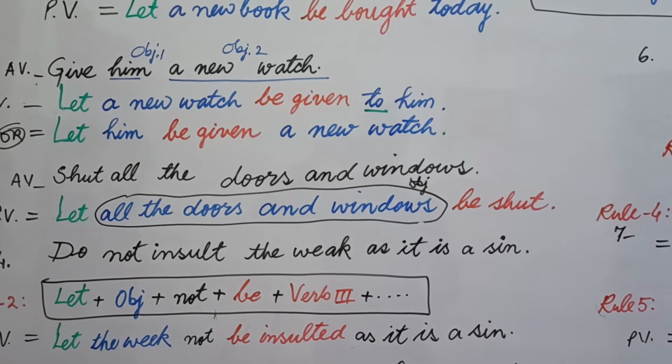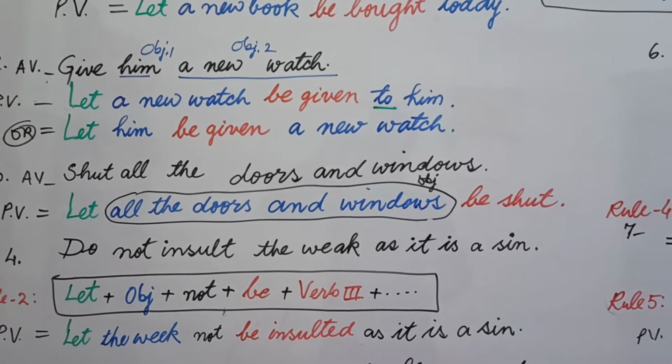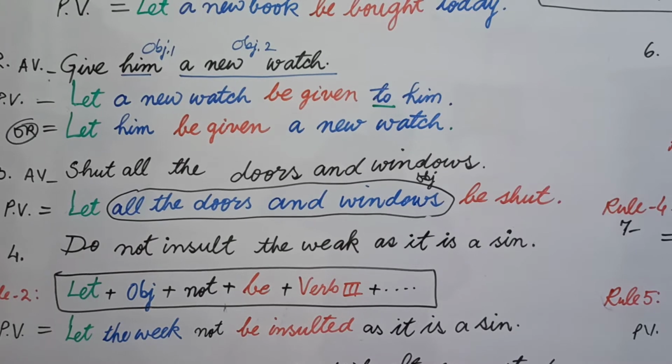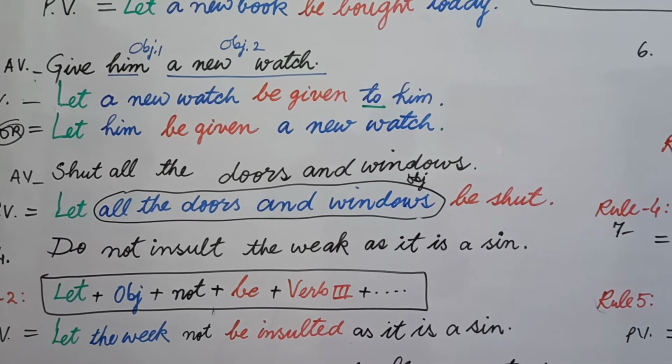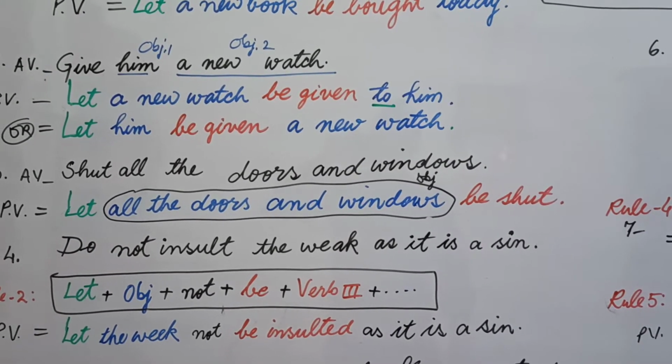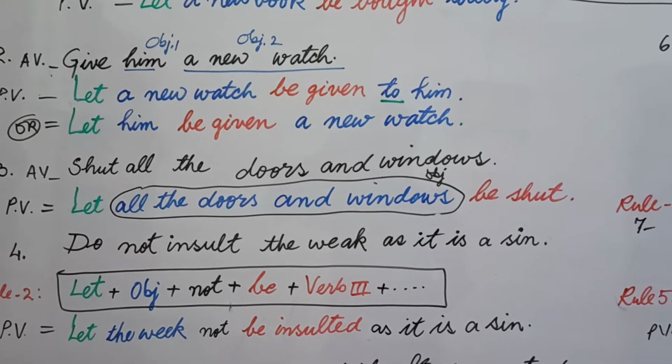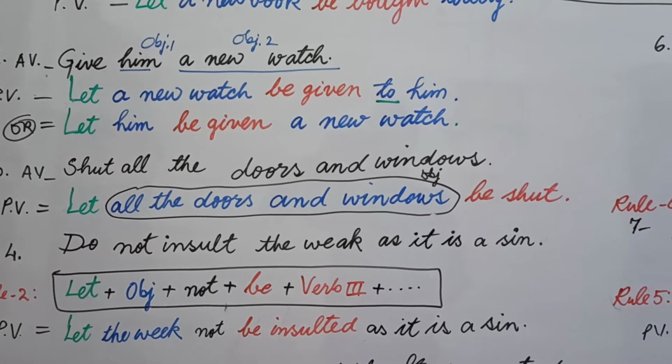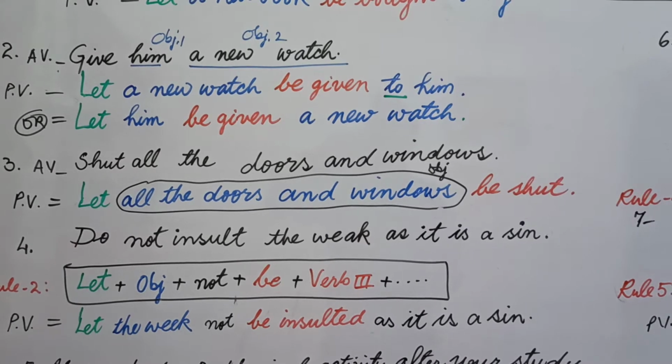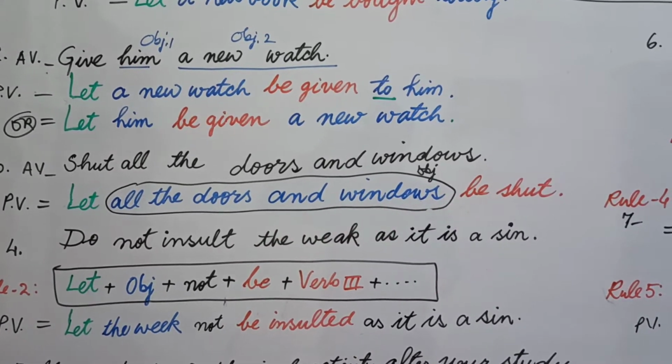Sometimes, in confusion, students in a hurry may pick all the doors, but it will be wrong, because the words which are used in the object must be taken together at the place of the object. In this way, your answer is: let all the doors and windows be shut.